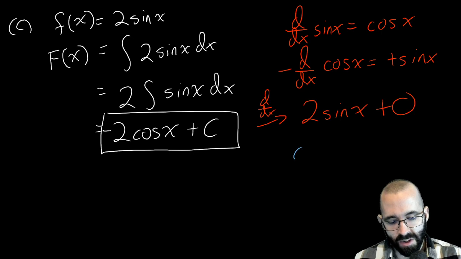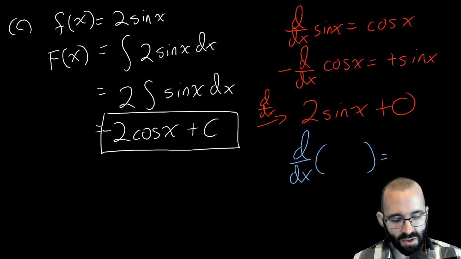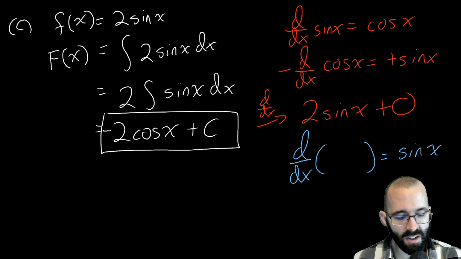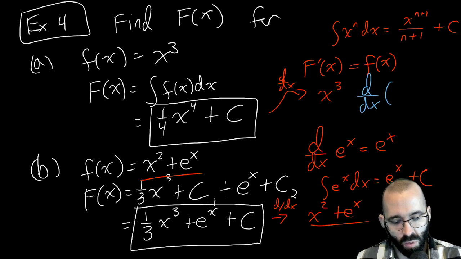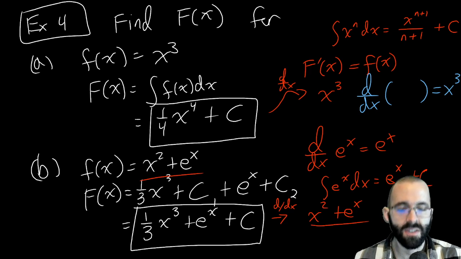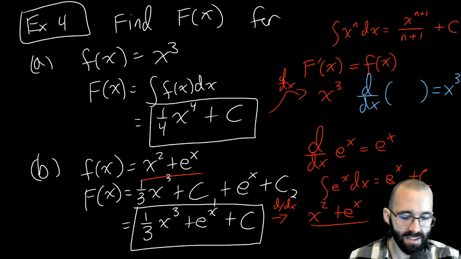So again, back here, it was the derivative of what equals sine of x, or 2 sine of x, depending on how you want to approach it. And the answer was negative cosine. Here, in this top one, the derivative of what equals x cubed? And the answer was 1/4 x to the 4th plus c.